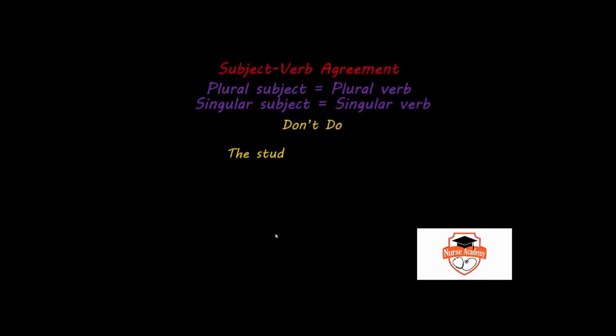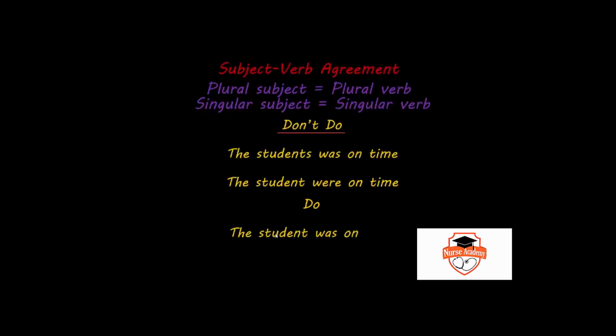The first example we can look at is "The student was on time" or "The student were on time." This is what you do not want to do. But we can fix this. And how can we fix this? Let's look at what we can do. An example of what we should do is "The student was on time" or "The students were on time." I am matching the singular subject to the singular verb and the plural subject to the plural verb.